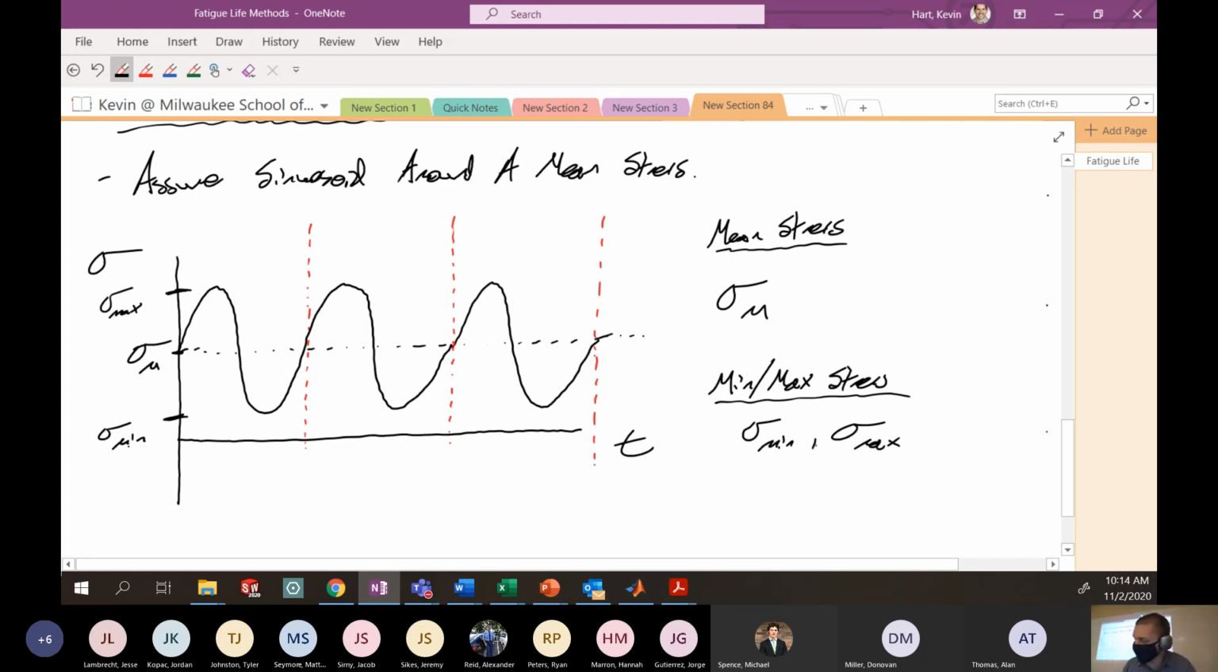If we have those maximum and minimum values, we can come back to the mean stress and say that the mean stress is just the average of these two values. So it's 1/2 of the max plus the min.